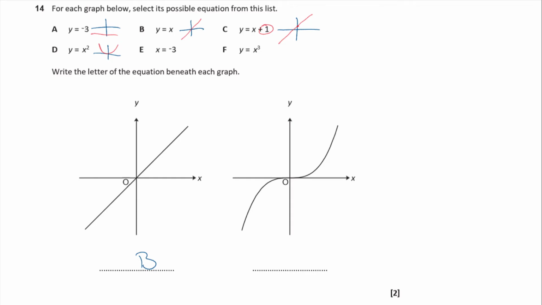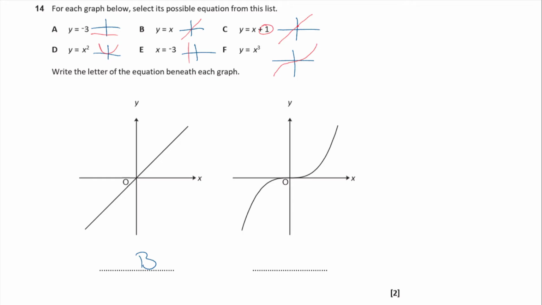X equals minus 3. That is a vertical line passing through minus 3 like that. So x is equal to a number is always a vertical line. And then finally I've got y equals x cubed. Now that is a cubic curve, and that does have this kind of S shape. It starts low and ends high and has a kind of wobble in the middle. Yeah, and that is then the one we want, isn't it?